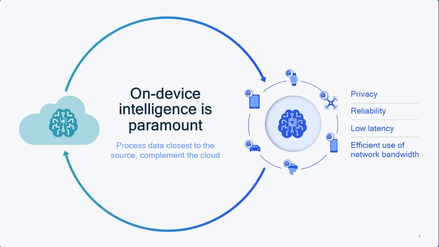So at Qualcomm, on-device intelligence has been a paramount focus of our company and our research group. We can process data closest to the source, and this is a perfect complement to the cloud. Suffice it to say, it enables privacy by having things not dependent on a link to the cloud. We have some improvement in reliability as well. We can address lower latencies and increase the efficient use of the network bandwidth as key pillars of moving things to on-device.